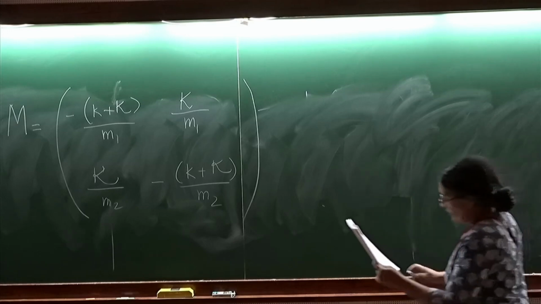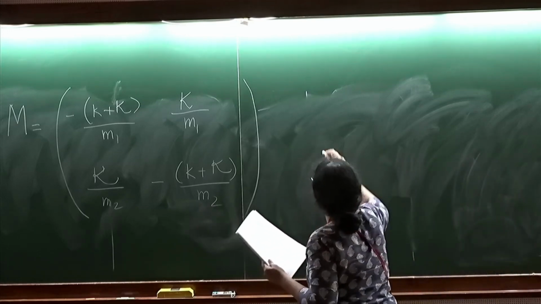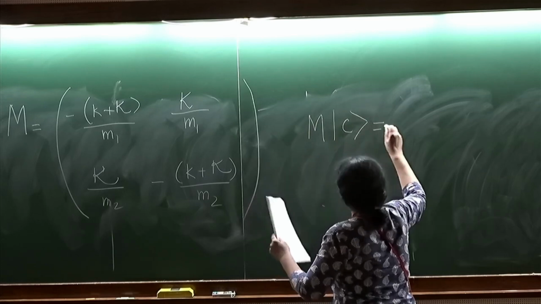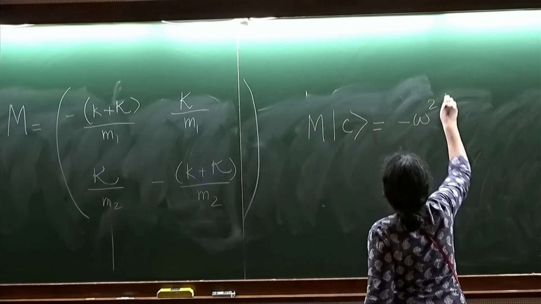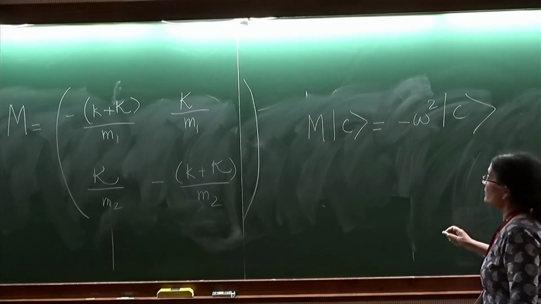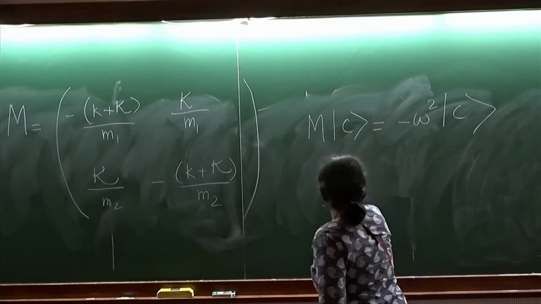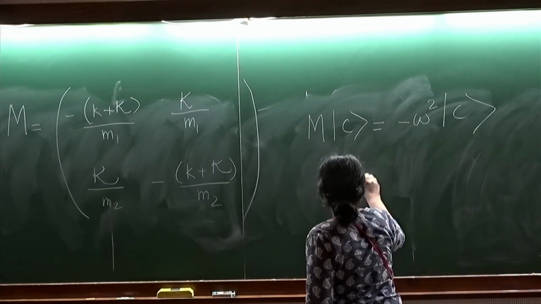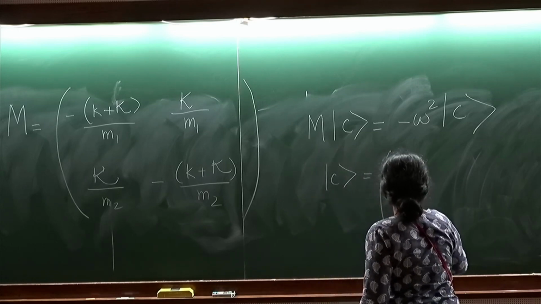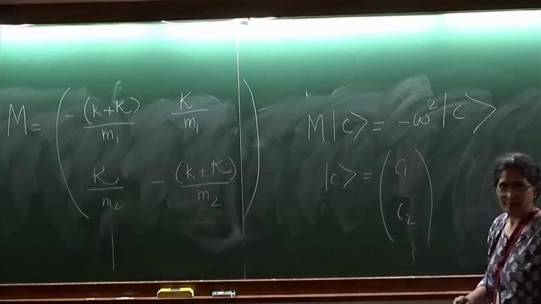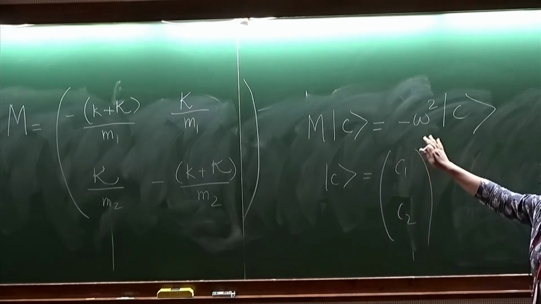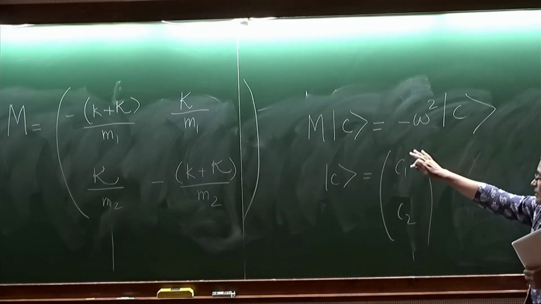So we can write that same system in this form: M C equals minus omega square C. Does this make sense? Okay, I should write what C is. C is a ket vector of the form C1, C2. It's a column vector with 2 entries, right? So does this remind you of something that you have learned?